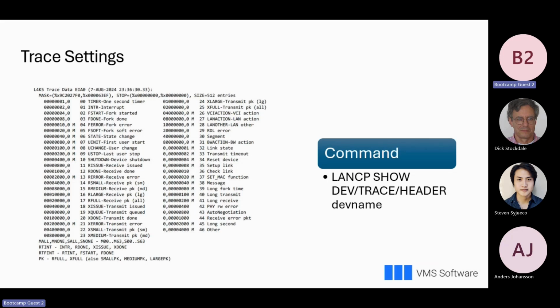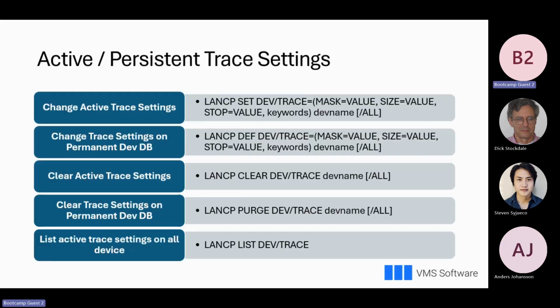Okay, so yeah, we could proceed to actually setting the trace settings. You have two options to set the tracing. You have the active trace setting and the persistent trace setting. The persistent trace setting would be saved into your permanent device database. For the active trace, it's only going to be active until you reboot or you reset the service. Sorry, the driver, the LAN device.